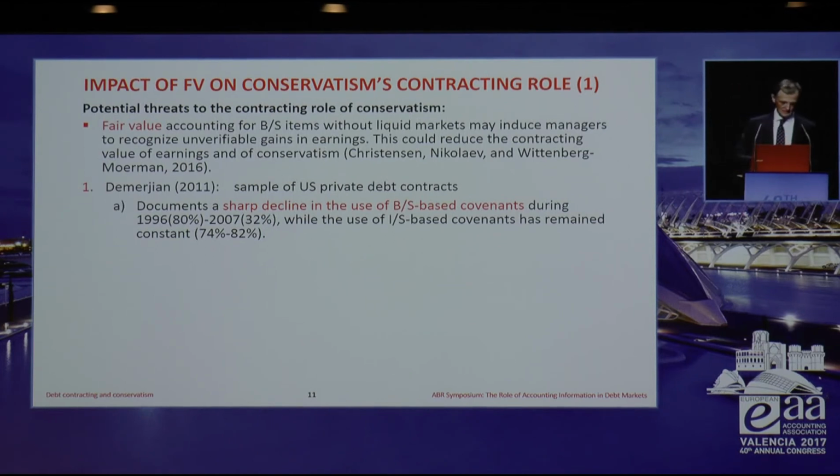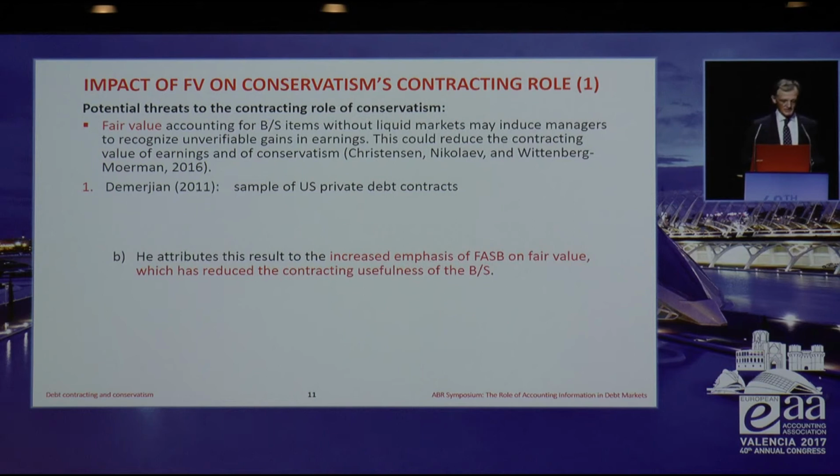Okay, Mergenthaler in 2011 uses a sample of U.S. banks with private contracts, and he documents a sharp decline in the use of debt covenants based on the balance sheet. Okay, noticing in 1996, 80% of debt contracts contained covenants based on the balance sheet, whereas in 2007, only 32% of the contracts contained those covenants. However, the use of covenants based on the income statement has remained relatively flat, okay, throughout this period. He attributes this result to the increased emphasis of FASB on fair value, okay, which has reduced the contracting usefulness of the balance sheet.